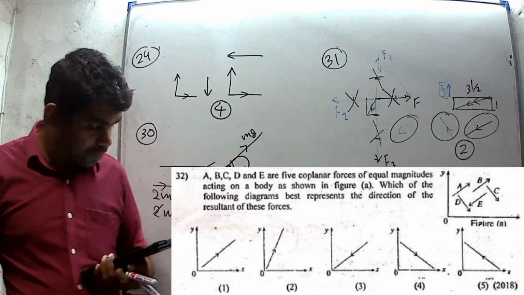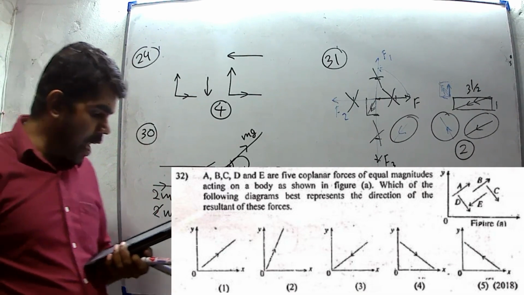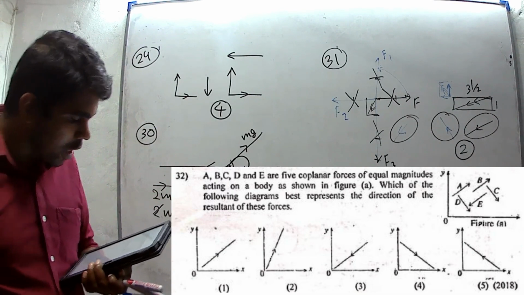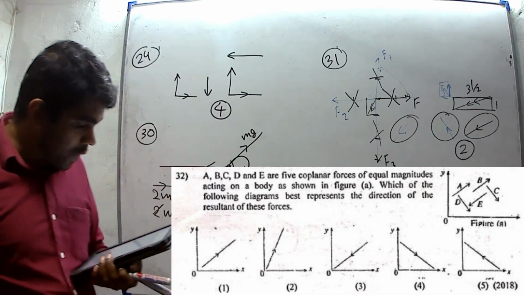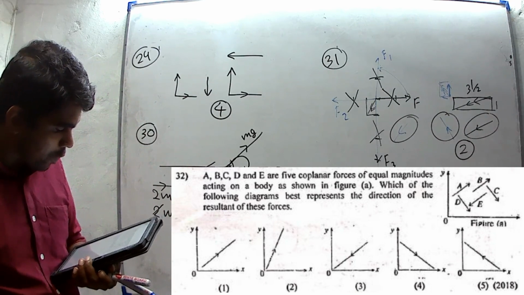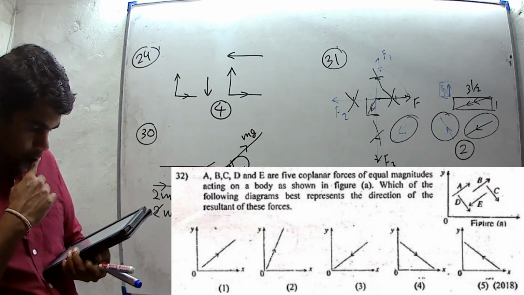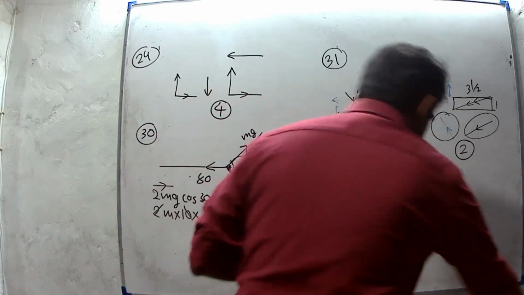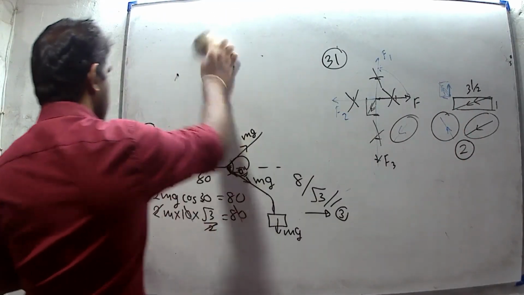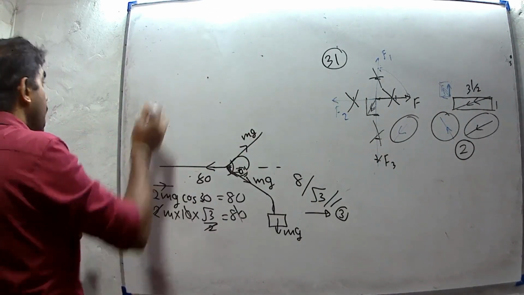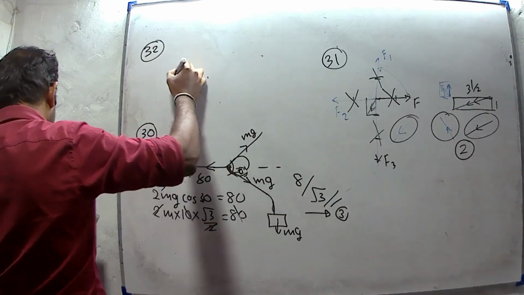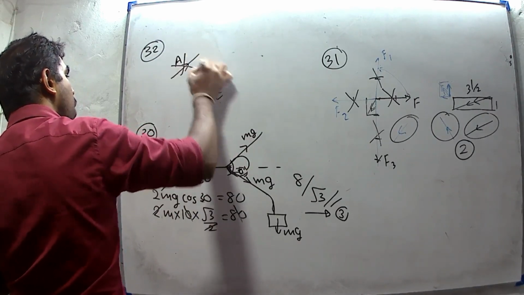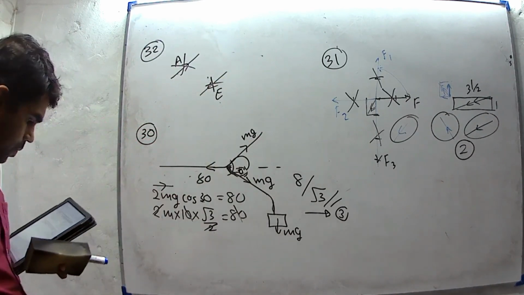In 32, A, B, C, D, E are 5 coplanar forces of equal magnitude acting on a body as shown in the figure. Which of the following diagrams best represents the direction of the resultant force of these forces? And we can consider the given forces and we can cancel out A and E forces. A and E forces are opposite. Then we can cancel out.